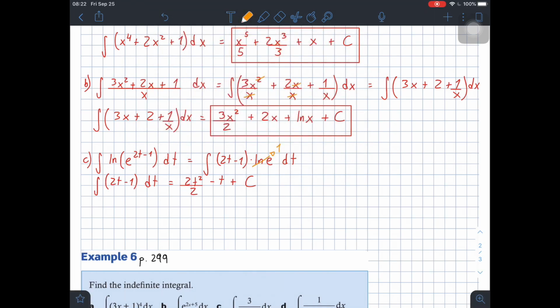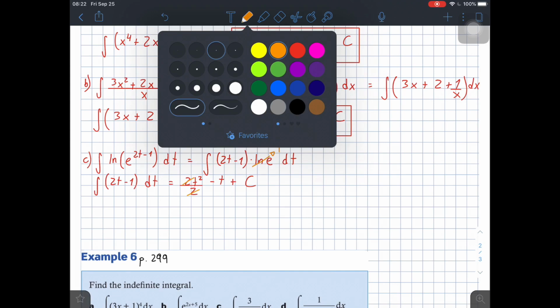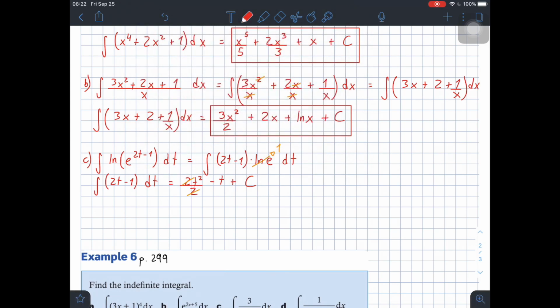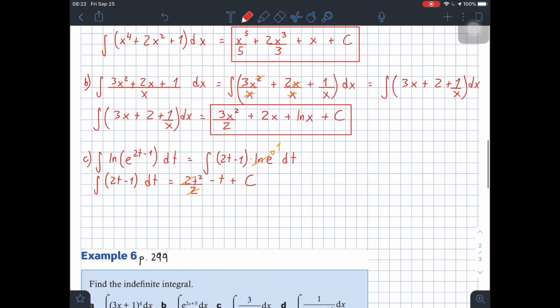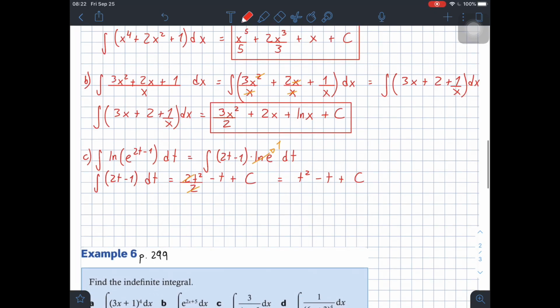I see that I can, for example, simplify the 2's here. So our final answer would be t squared minus t plus c. That would be the integral of this expression. Okay?